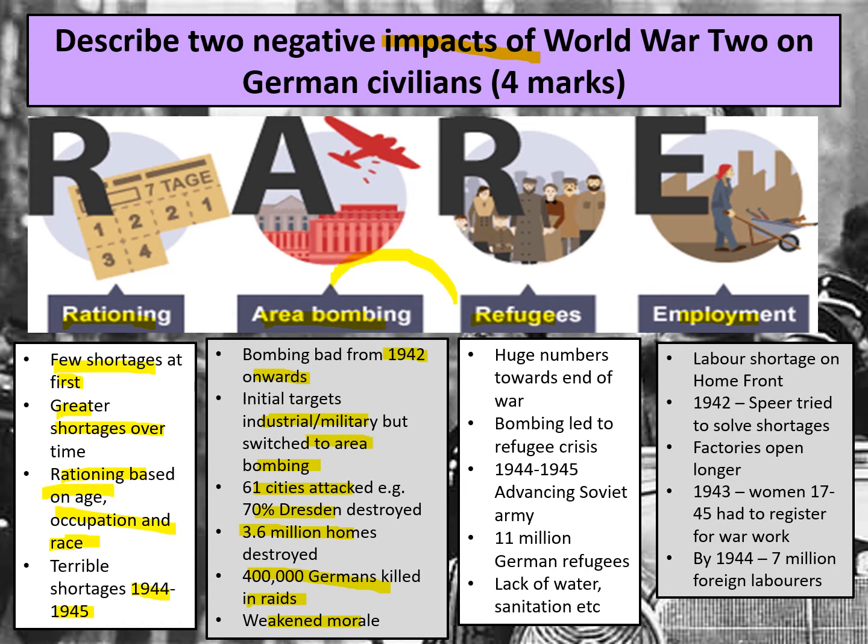Now, kind of linked to area bombing is the refugee crisis. This refugee crisis was a really big problem towards the end of the war.